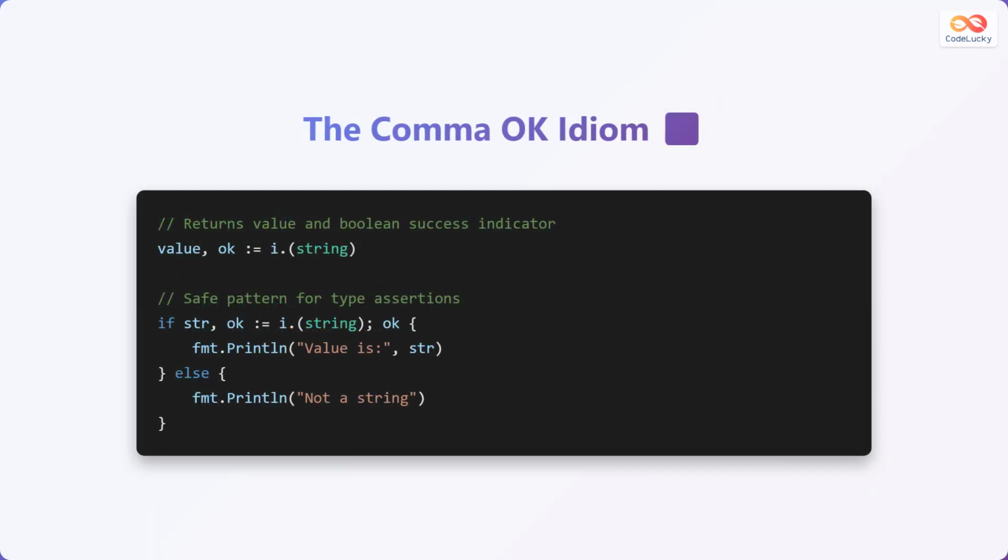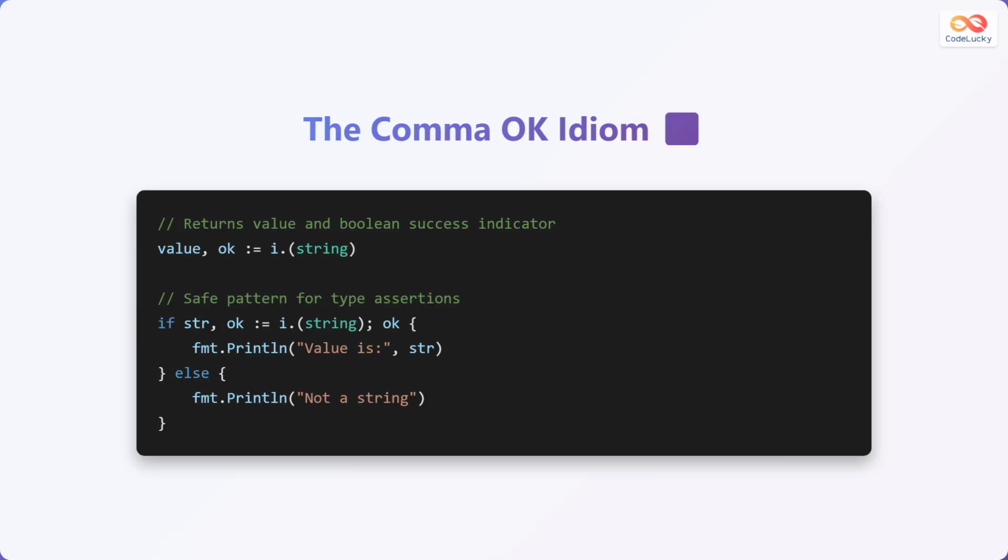The Comma OK idiom is a safe way to perform type assertions in Go. It returns both the value and a boolean, indicating whether the assertion was successful. Here's how it works: value, ok := i.(string).